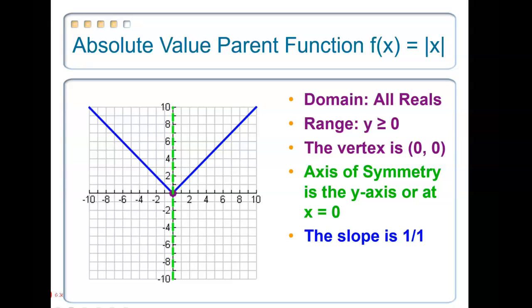The axis of symmetry is that dashed green line. It is the line that cuts the graph in half. The equation of the axis of symmetry of the parent function is x equals 0. The slope in this case is 1 or negative 1, depending on which side you are looking at. So the slope of the positive side is 1. The slope of the negative side is negative 1.